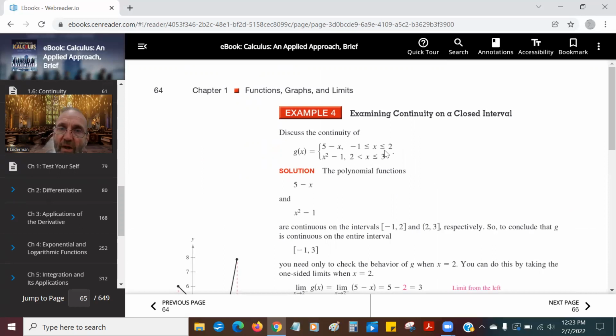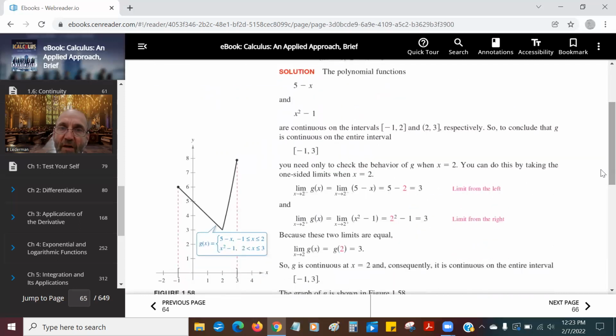All right. Now here we have 5 minus x, which is a polynomial, so it's continuous. Here we have x squared minus 1, which is a polynomial, so it's continuous. All I've got to do is see that these two polynomials hook up. They connect to each other. If they do connect, then it's going to be continuous all the way through. If they don't connect, then it'll be continuous in pieces, but not the whole thing. Anyway, if you look at this, they do connect right there.